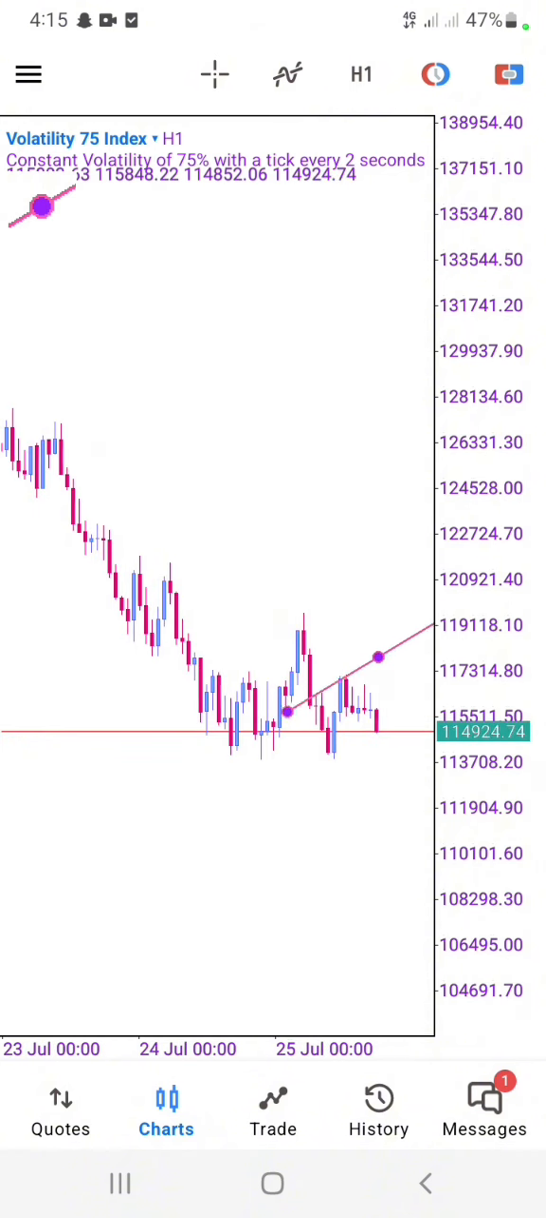We come again and then we broke the structure. This is a change of character, and then here we broke the structure, which means we are still going down. This is the overall trend. Now we can see it very well, which means that we have to keep looking for the sells.